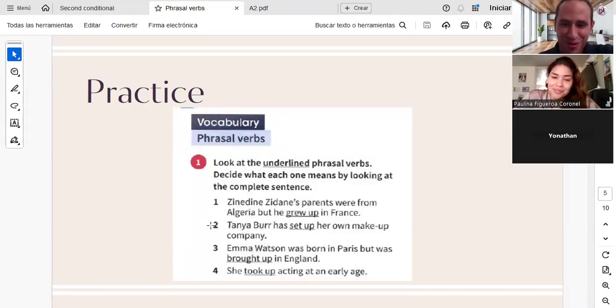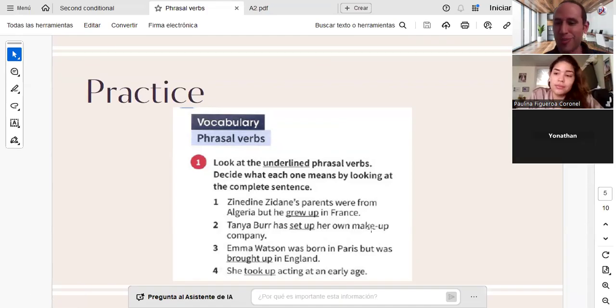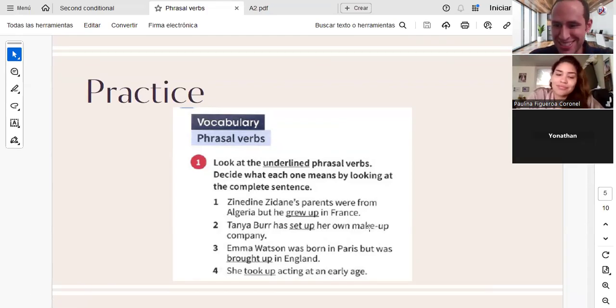Next one, Paulina, please. Tanya Ford has set up her own makeup company. Como que desarrolló, como que creció, creó, la estableció, compañía. Estableció. Okay, good. And here we had another phrasal verb, make up. What's the meaning of make up? Maquillaje. Okay, well done, Paulina.